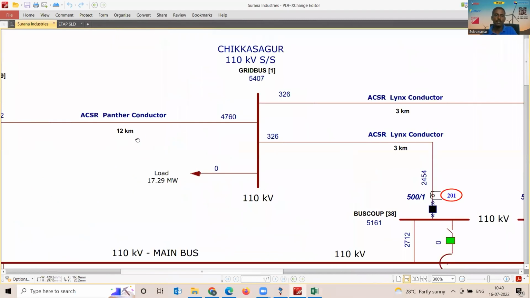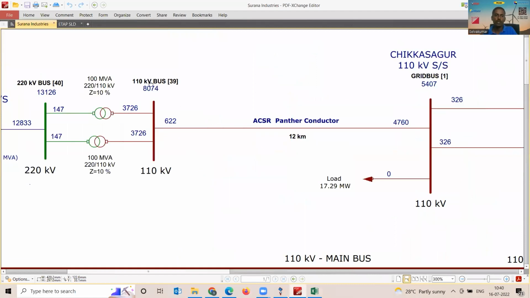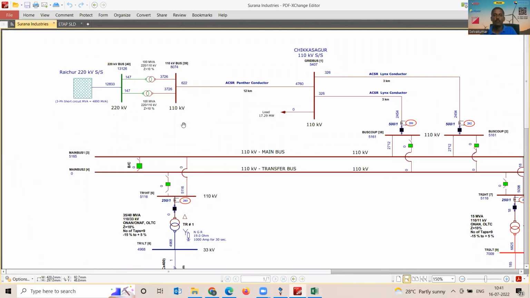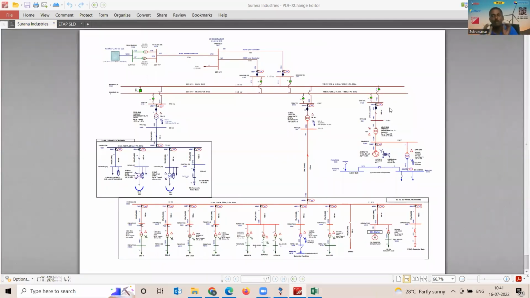From there, a single circuit 12 kilometer line takes it to another 110 kV substation, which is a 220 kV/110 kV substation, an existing substation which is available. All right, now let's go and ask from a pure power system study engineer perspective. I am a power system engineer. So this is a task which is given to me.